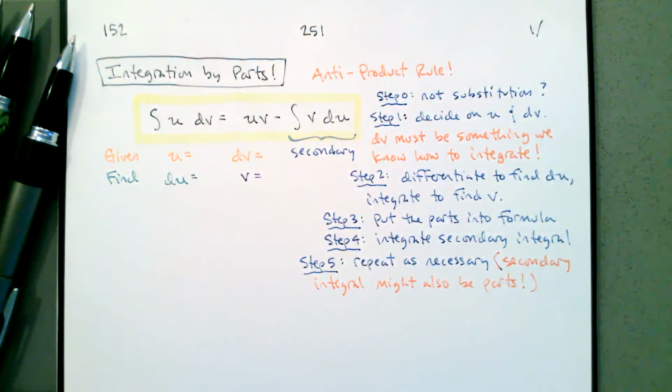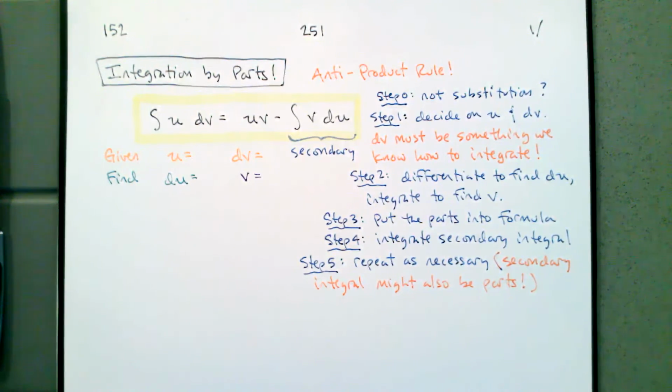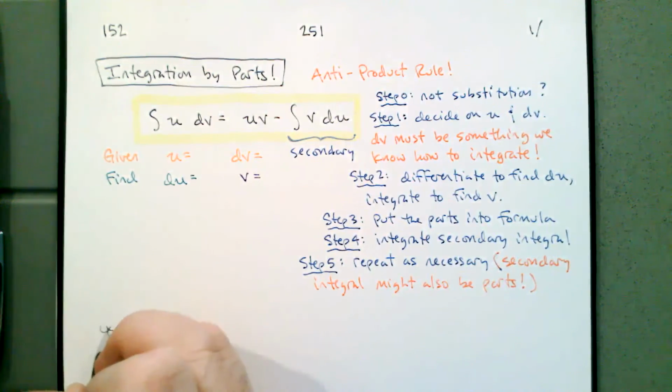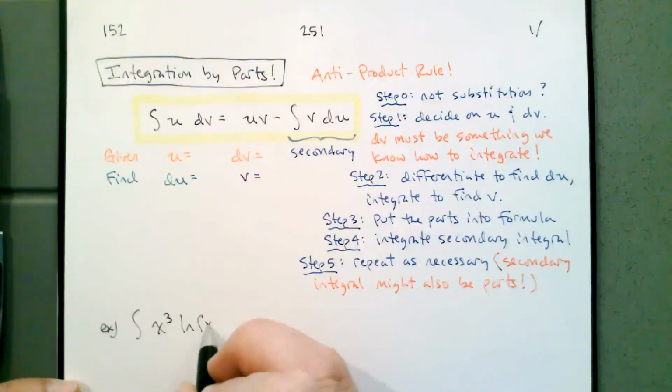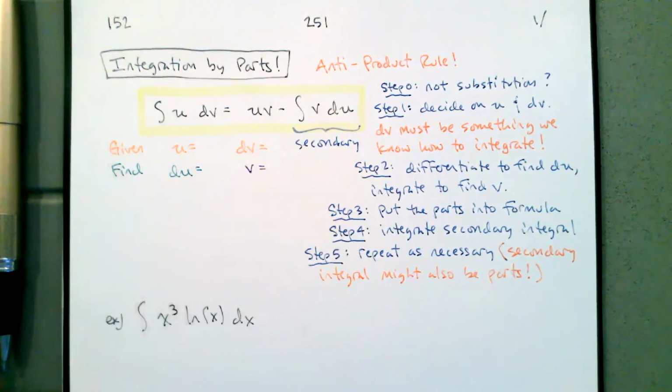So those are the steps that we need to take to do integration by parts. The big thing comes down to deciding on u and dv, but we'll try to simplify that as much as possible by just saying that dv must be something we know how to integrate. So let's take a look at some classic examples. Yesterday we did an x times the sine of x. Today I want to look at, say, x cubed times natural log of x. Classic integration by parts example.